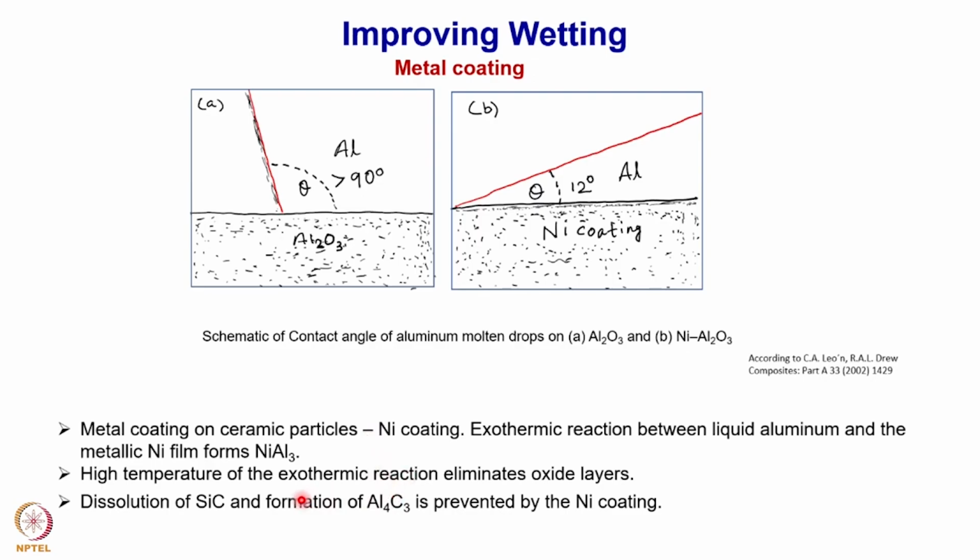And this reaction is also exothermic in nature, so this will ensure that the oxide layers from the surface are also removed. And if you have such metal coatings, it will also prevent the formation of carbides, which may be detrimental.